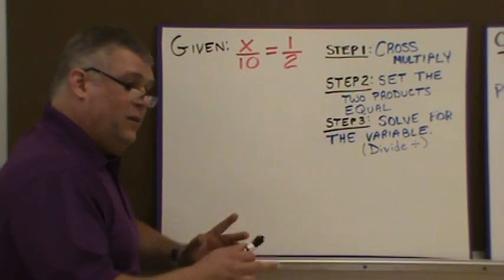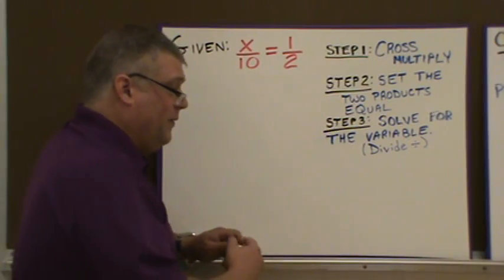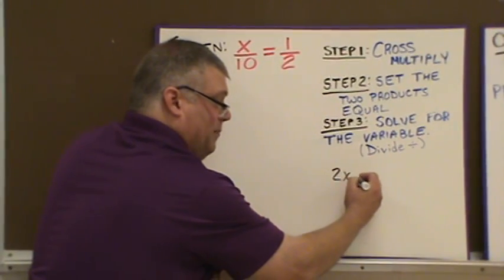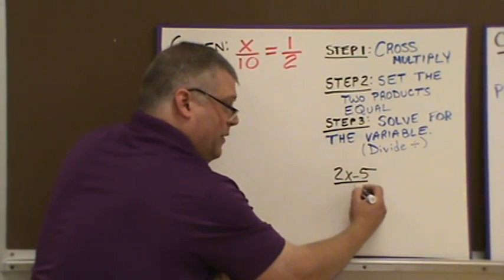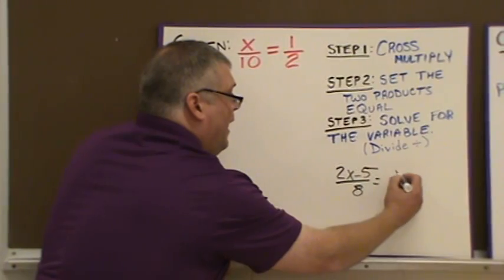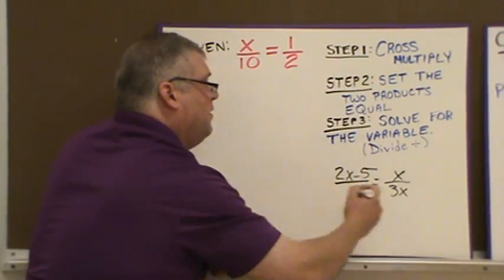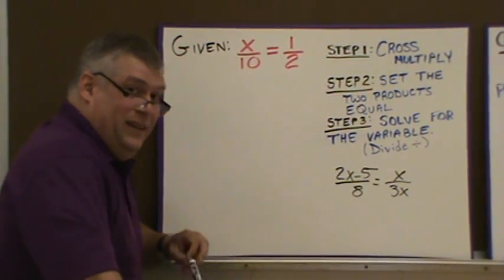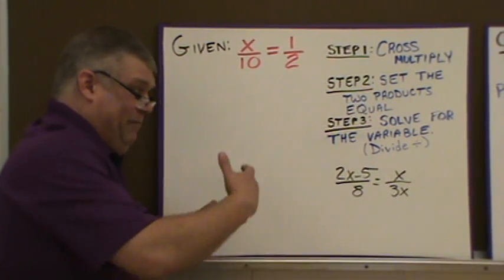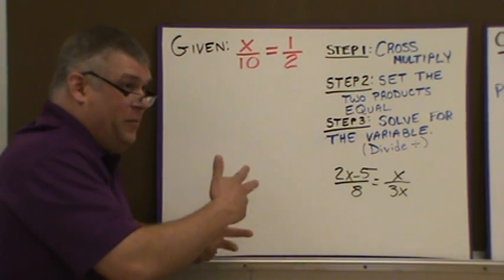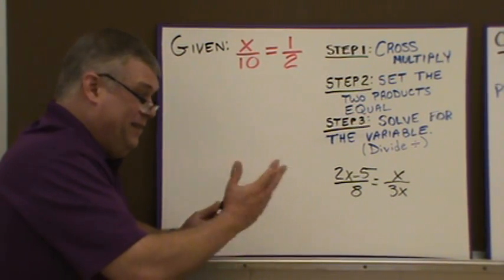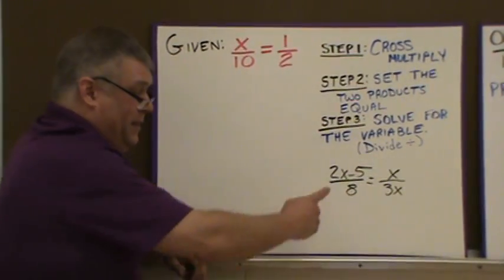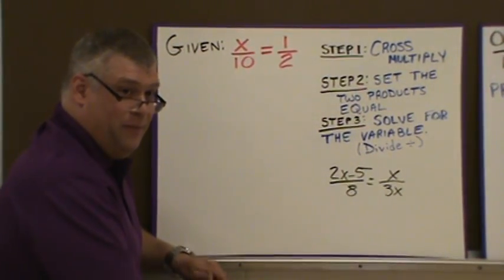And it's important you learn to be able to do it this way, because eventually you're going to see stuff like 2x minus 5 over 8 equals x over 3x, which you're not going to be able to solve by simply guessing and checking, or by multiplying two numbers and dividing by the second number. You're not going to be able to do that. So if you learn this cross-multiply method, it'll help you when you get to more complicated problems like this.